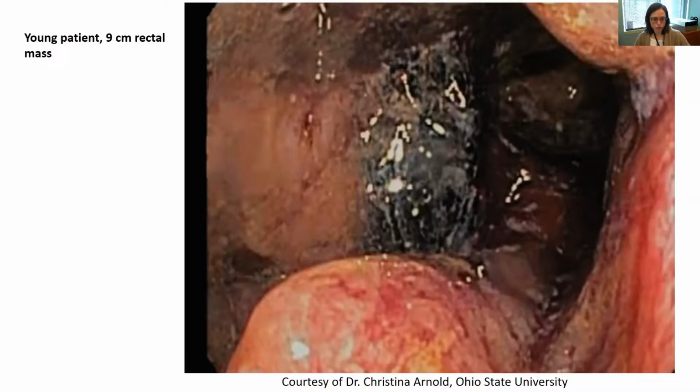And my colleague, Dr. Christina Arnold, at the time she was at Ohio State, now she's at Colorado University, was able to identify on biopsy that this was indeed a sexually transmitted infection. I believe this ended up being a case of chlamydia, and the patient ended up not going to the OR. The patient got antibiotics, and Dr. Arnold was able to avoid an unnecessary surgery in this patient just by being able to identify the pattern of inflammation.